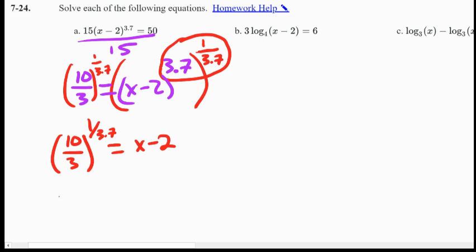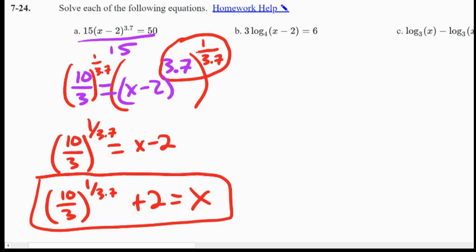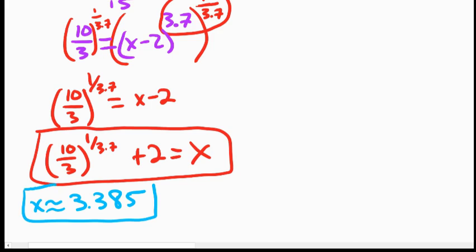So my final step here, I got 10/3 to the power of 1 over 3.7 plus 2 equals x. And this would be my exact answer, which again, not super pretty as far as answers go, but that's good enough. To get an approximated answer, I'd plug this into a calculator because no one wants to do the 3.7th root of 10/3, unless you really want to, in which case, really good luck with that. But I plug it into a calculator and I get 3.385. So that's my approximate, or my rounded, x value answer.